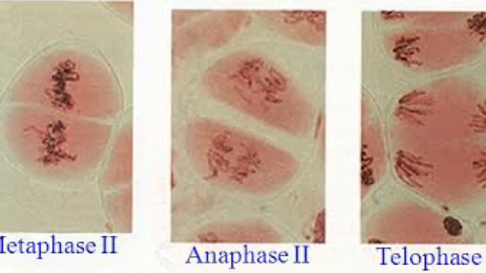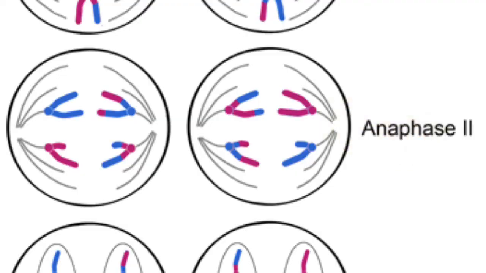Anaphase 2. The meiotic spindle fiber starts contracting and the sister chromatids are pulled to the opposite ends. At this point, the chromatids are separated and they form individual chromosomes.